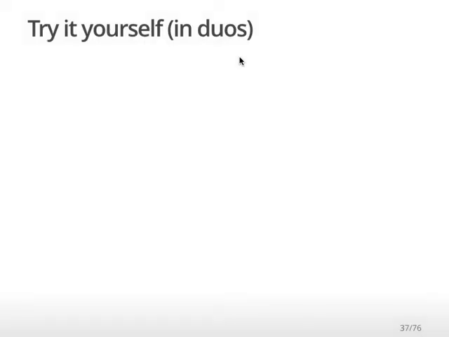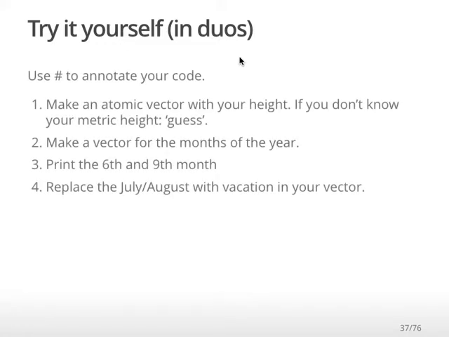Now you're going to try it yourself. I would like you to use hashtag to annotate your code. Make an atomic vector with your height. If you don't know your height in centimeters, have a guess. Make a vector for the months of the year, which should have 12 elements, like the one I did. Print the 6th and 9th month, and then replace July and August with vacation in your vector.